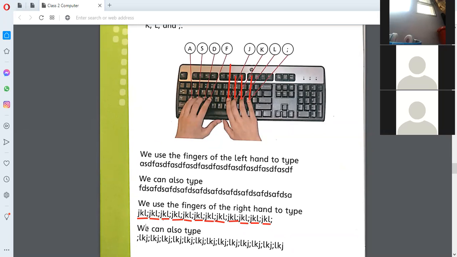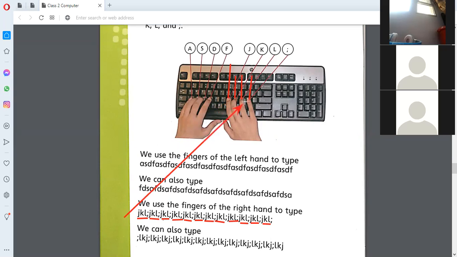Okay. Now, if you see one more thing, now we are typing in the reverse order. Before, we started typing from the index, then middle, then ring, then little finger. This time we are going to write from the little finger first, then the second time you will type from the ring finger, then from the middle finger, then you will press the index finger.